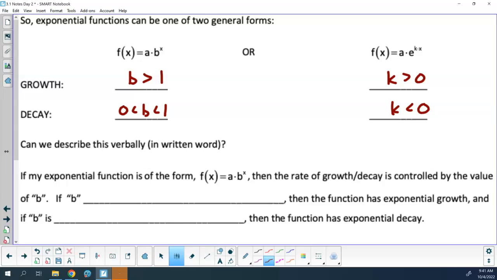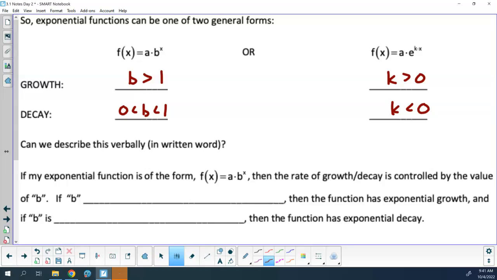Okay? Today, e is e. We can't change that. Can k be 0? No, because that would be a constant function again, right? Where it would just be y equals A the whole time through. Okay? So we can't have that.